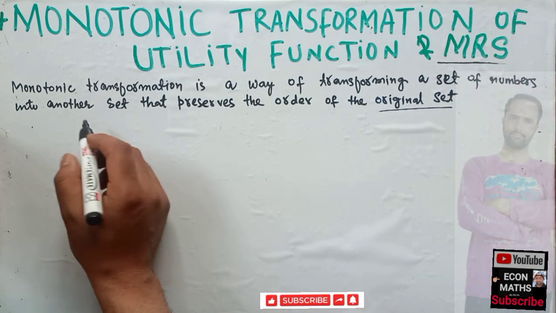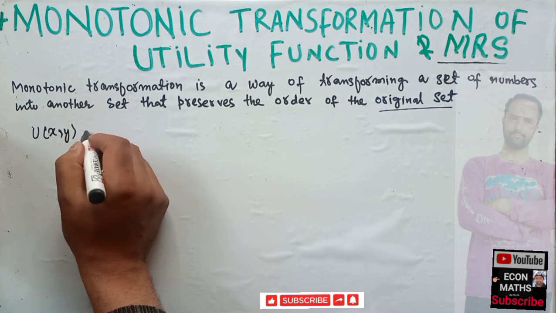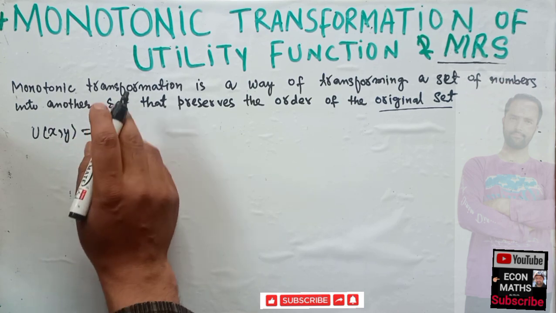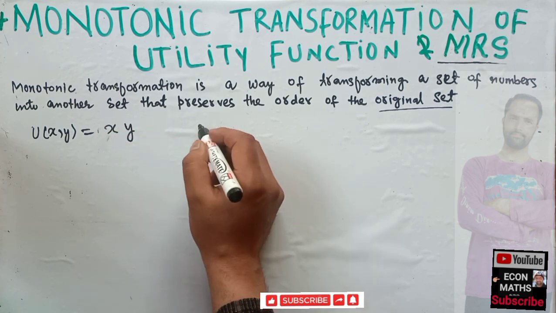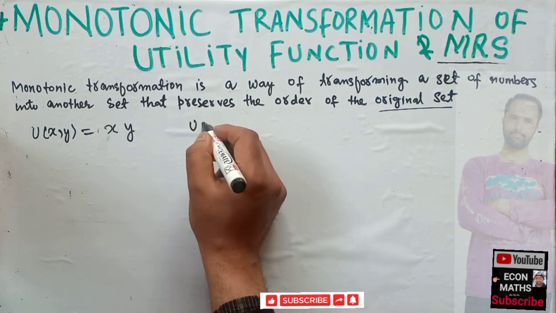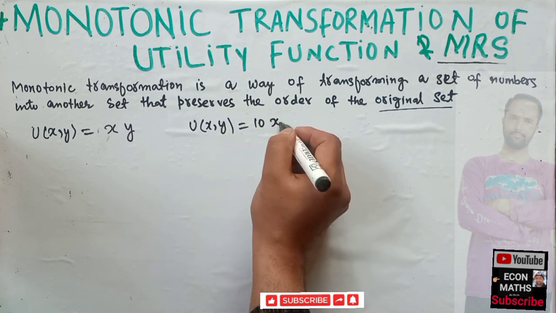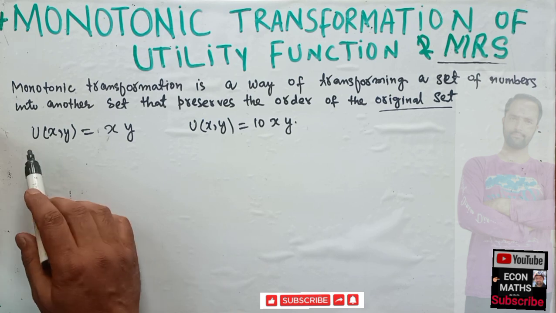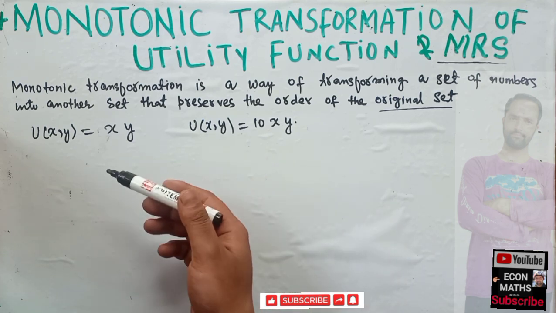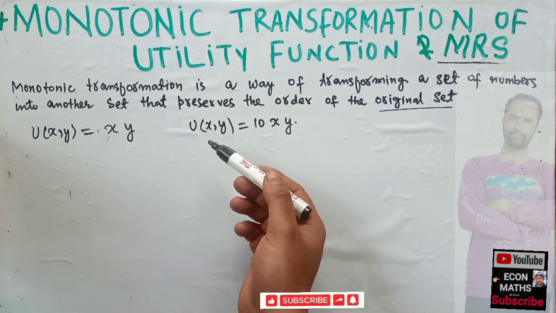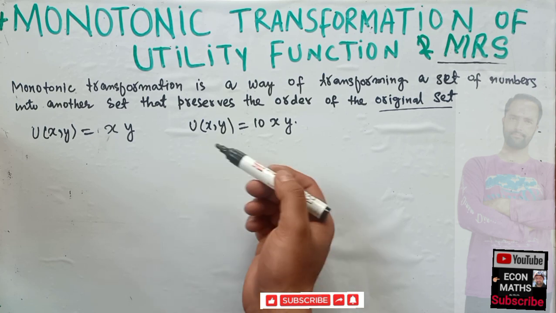So if we have a utility function u(x,y) = xy, x into y, and we have another utility function u(x,y) = 10xy, we say these two utility functions are positive monotonic transformations of one another if the preference ordering of the bundles does not change.